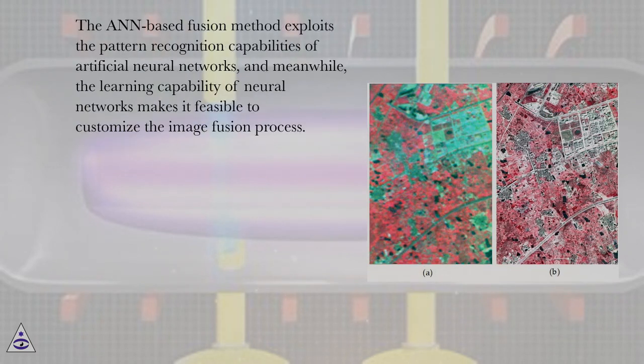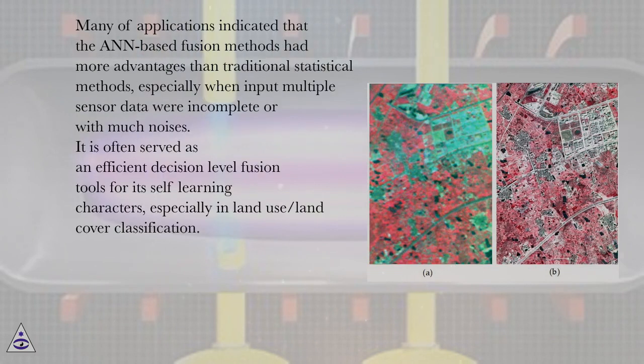The ANN-based fusion method exploits the pattern recognition capabilities of artificial neural networks, and meanwhile, the learning capability of neural networks makes it feasible to customize the image fusion process. Many applications indicated that the ANN-based fusion methods had more advantages than traditional statistical methods, especially when input multiple sensor data were incomplete or with much noise.